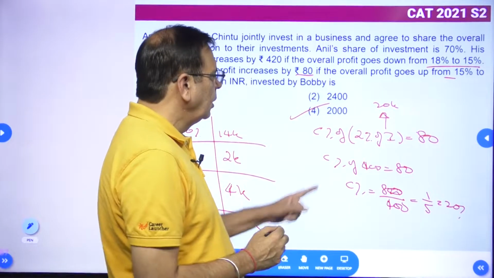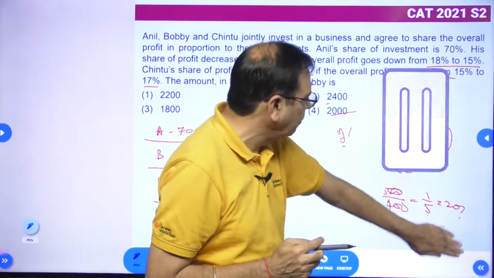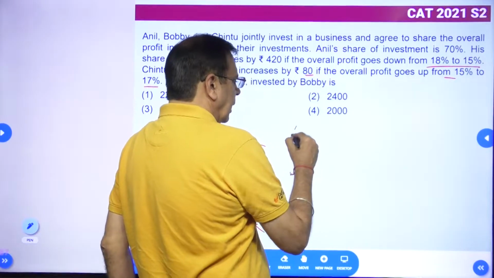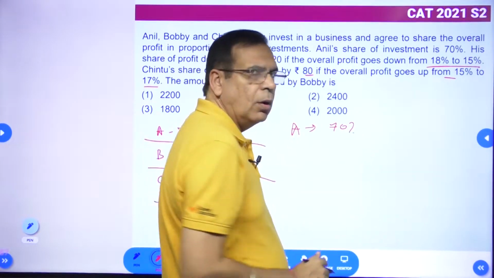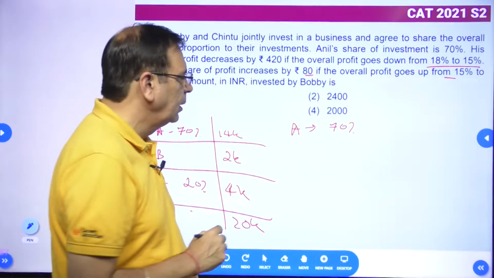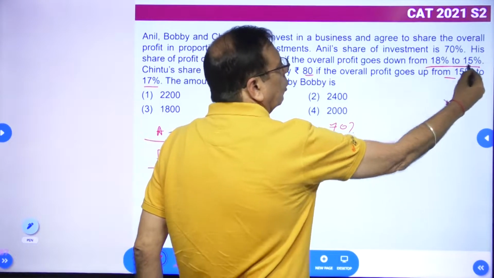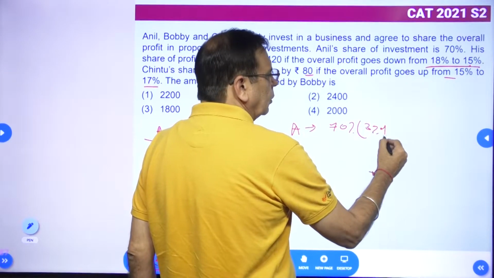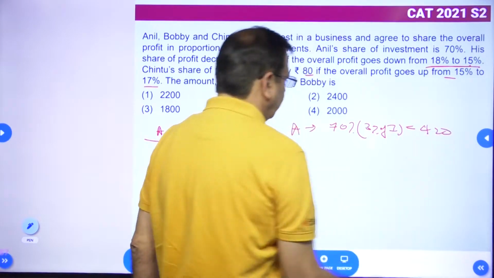Where was the key out here? The key was this particular thing. I'll just repeat that part because I think that is where students typically tend to get confused. As far as Anil is concerned, his share of profit is 70%. His share is 70% of the profit since he has an investment of 70%. And if the profit goes from 18% to 15%, his loss is going to be 3% of the investment. And as per the question, this is going to be 420 rupees.